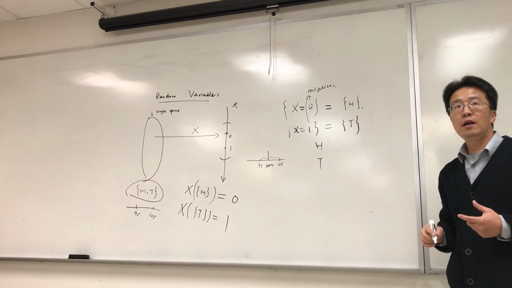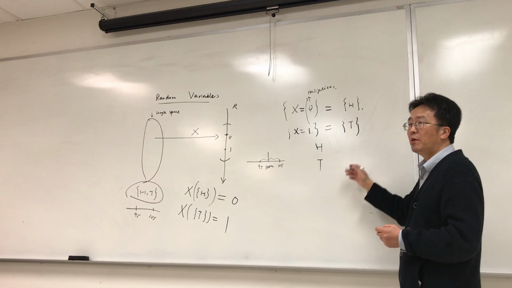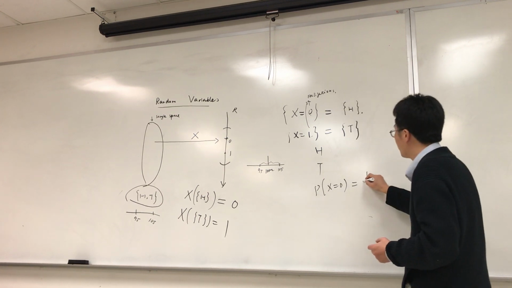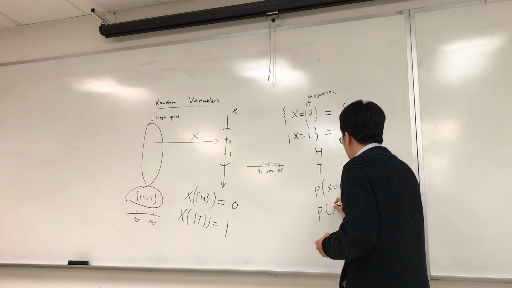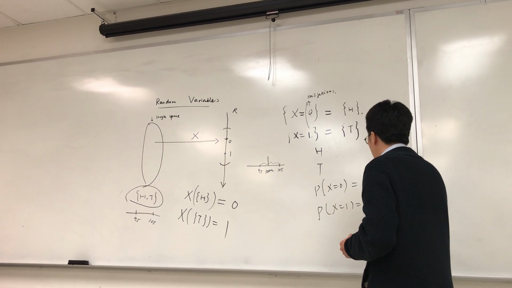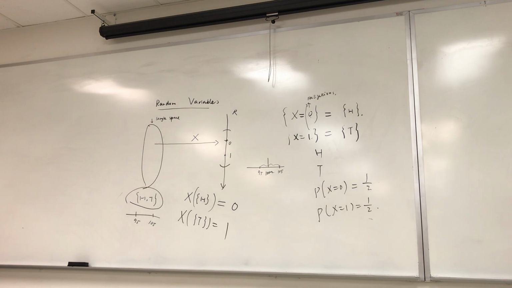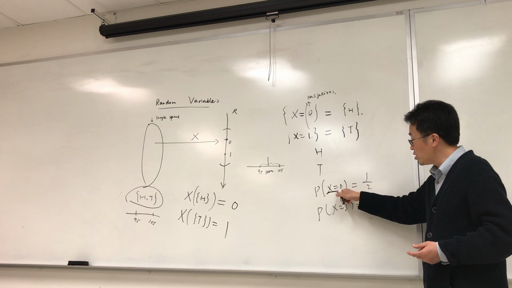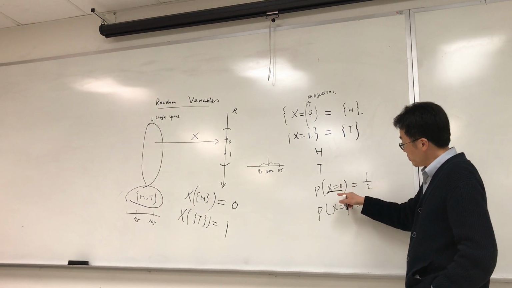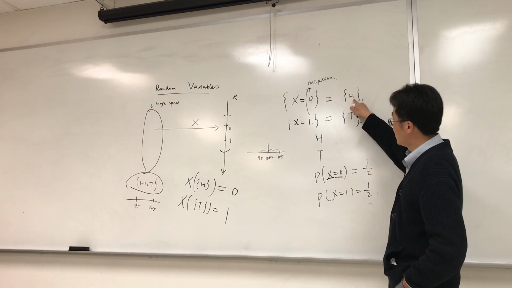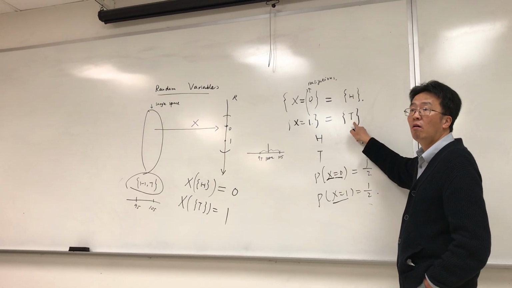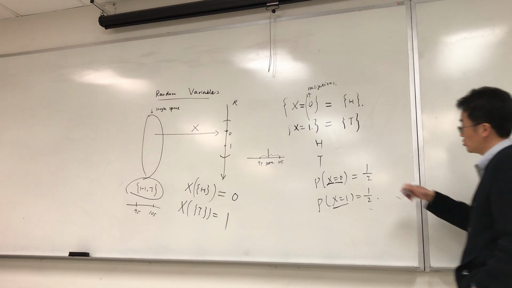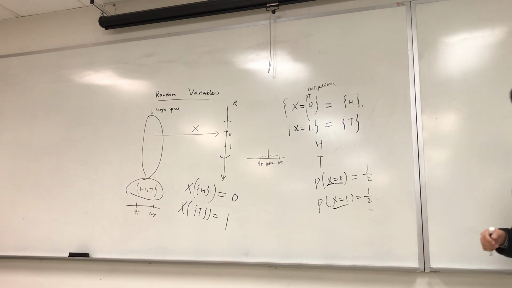All right? And now we can describe the probability as follows. Say the probability of X equal to 0 equals what? Half, right? And then the probability of X equal to 1 equals what? Half. Okay? Because we just mentioned, this equality represents the event head, and this represents what? Event tail. Okay?